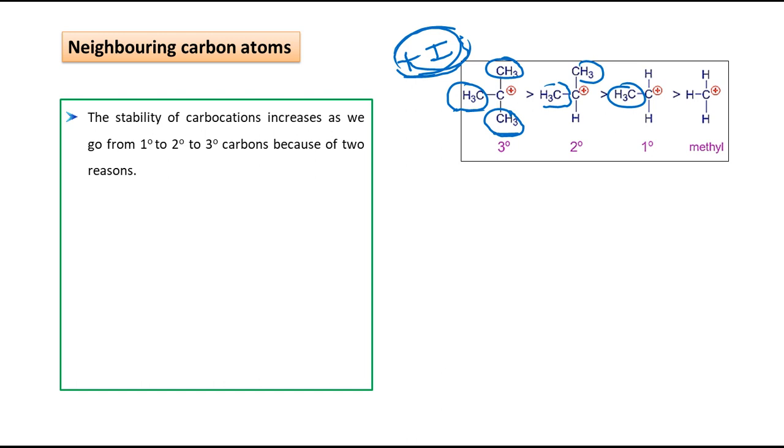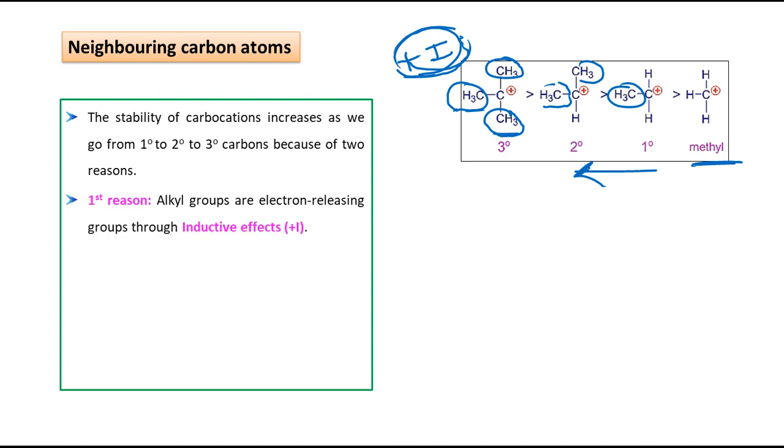So that is why as we are moving from 3 degree to 2 degree to 1 degree, gradually the number of alkyl groups is decreasing and also stability is decreasing. So plus I effect, which is a kind of donating effect, is increasing as we are moving from right to left. And the last one, there is no alkyl group, it is simply methyl, so it is very unstable. So the first reason is basically inductive effect, that I have already said.